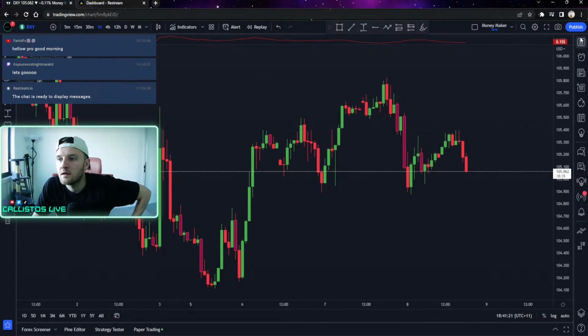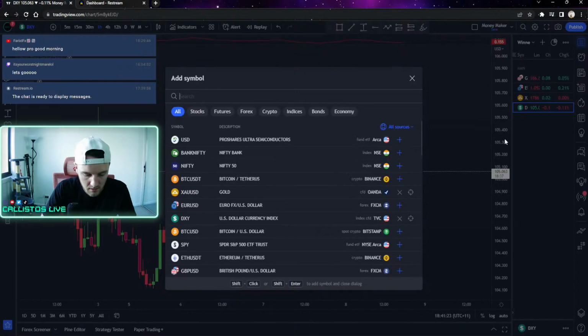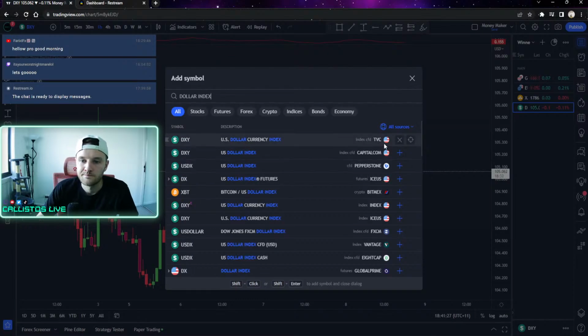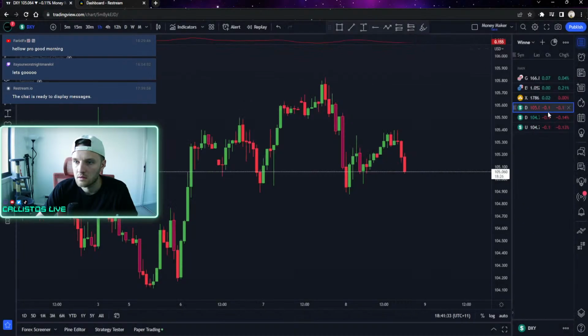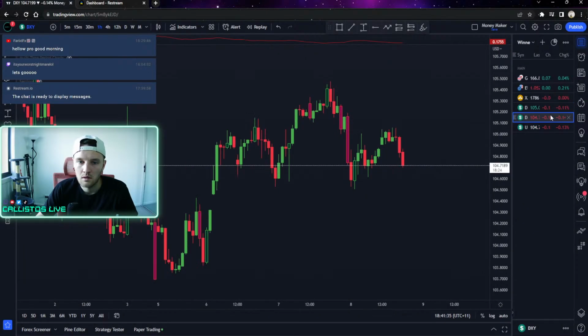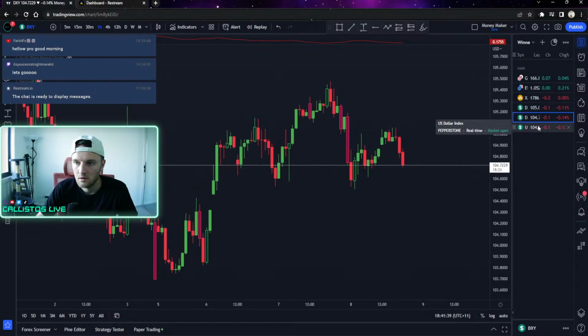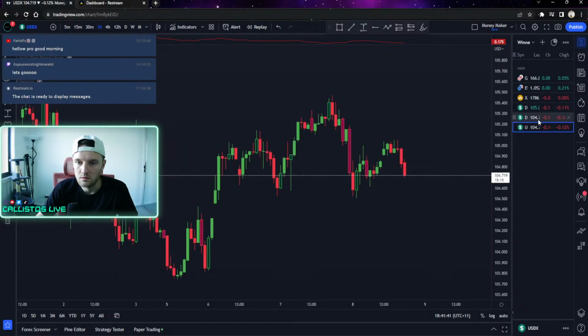Is there another dollar index I could use? Dollar index. Let me try these ones. I don't like how the candles form on that one. They're all the same, really, aren't they?